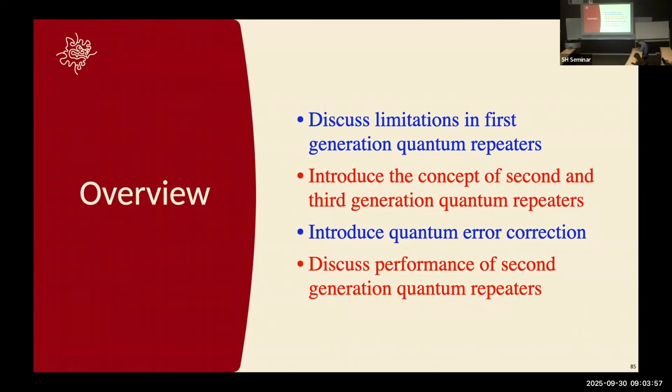But anyway, today, I just want to come back and discuss some of the limitations of the first generation repeaters, introduce this concept that we came out with a long time ago on the second and third generation repeaters, even before repeaters had been developed in the lab, and then just discuss performance and really some of the issues that we're going to have.